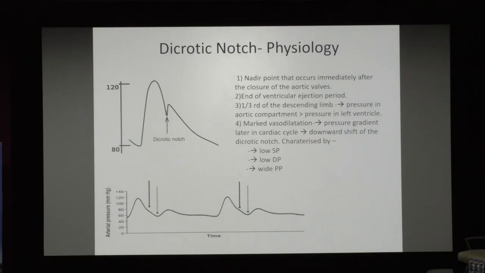There is a downward shift in the dicrotic notch, which is a classical waveform in sepsis, in which the dicrotic waveform shifts downward from this to this area. This is characterized by a low systolic pressure, low diastolic pressure, and a wide pulse pressure.